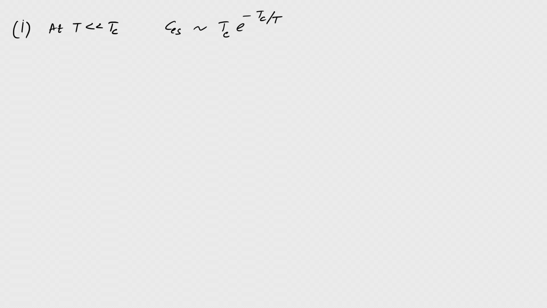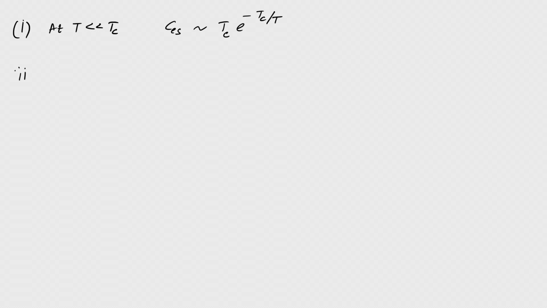So, basically we are nearing completion of the calculation of the specific heat discontinuity. So, at T much smaller than Tc, your C_ES is exponentially small. It goes as exponential of −Tc/T, where T is much smaller than Tc. Okay.